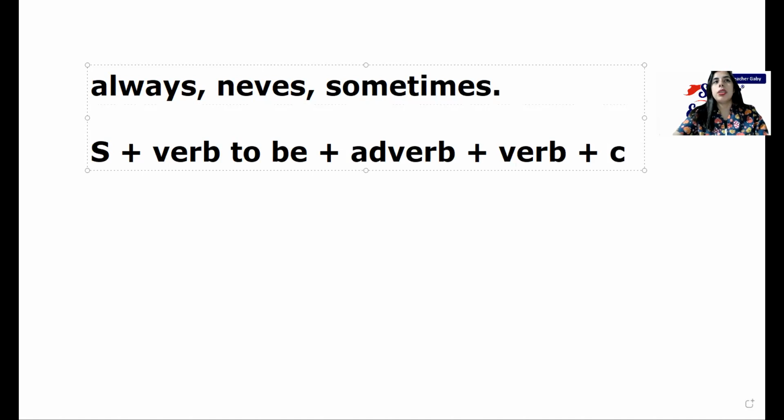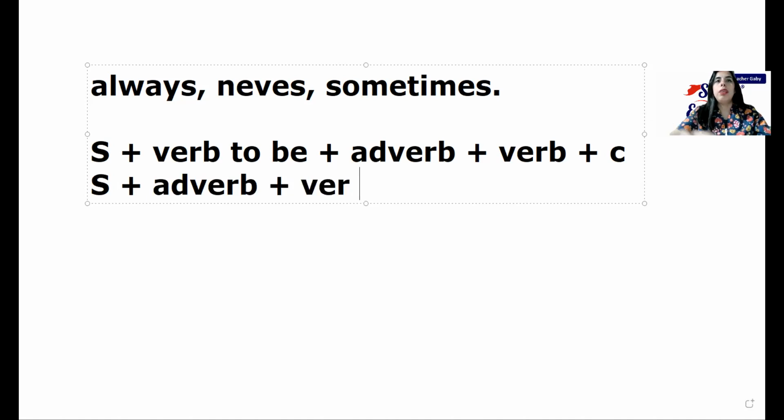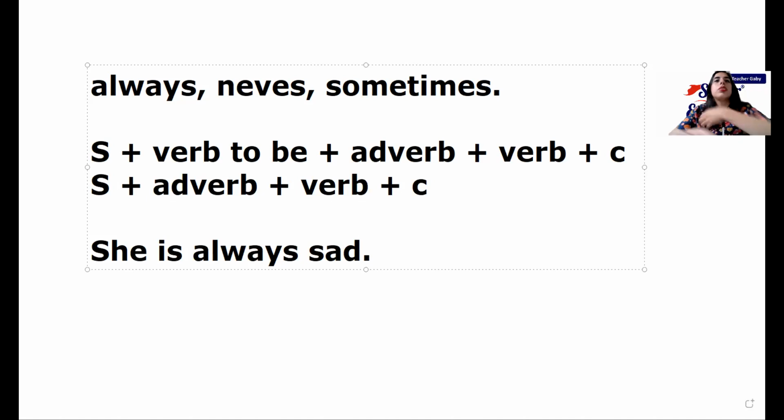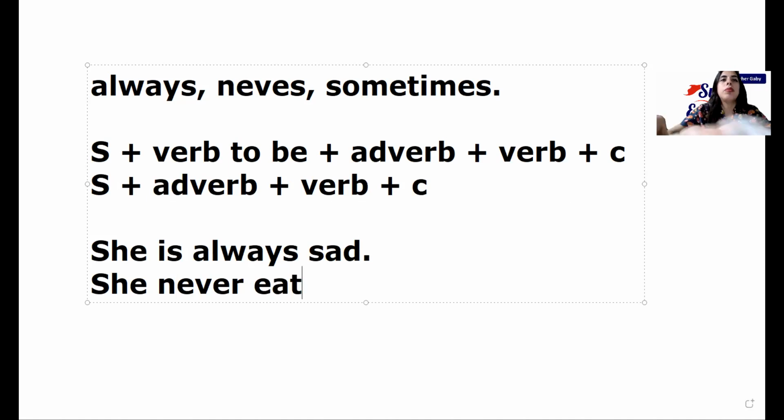But if we are going to use an action verb, not the verb to be, we are going to write the subject first, then we have to write the adverb, and then we have to write the verb, and finally the complement. For example, you can see, she is always sad. That means ella está siempre triste. Como uso el verbo to be aquí, uso el adverbio de frecuencia después. Pero si es un verbo de acción, primero tengo que usar el adverbio de frecuencia. For example, she never eats candies. Ella nunca come caramelos.